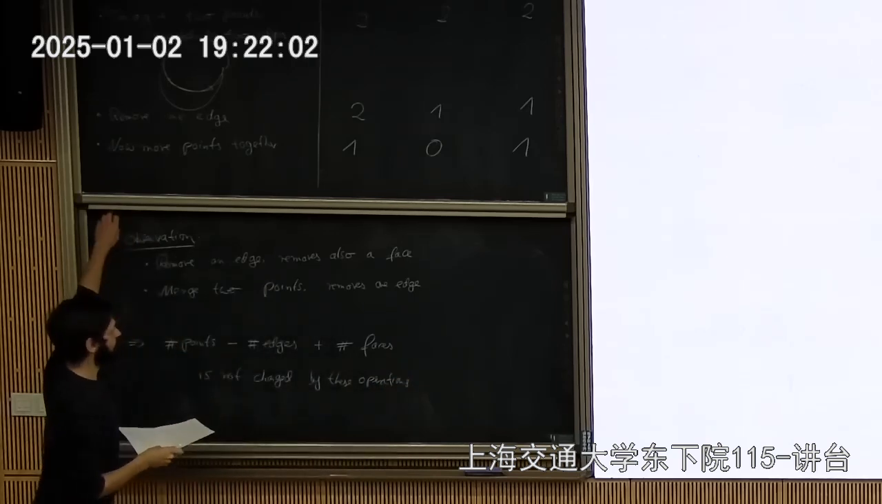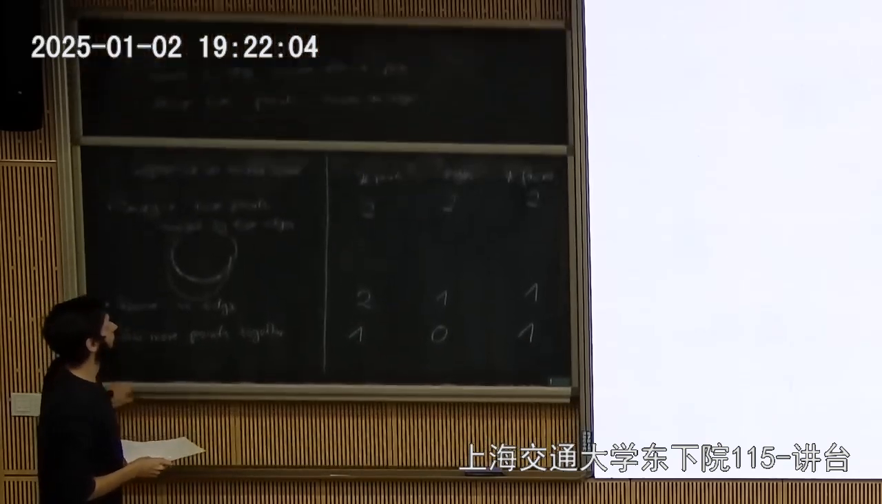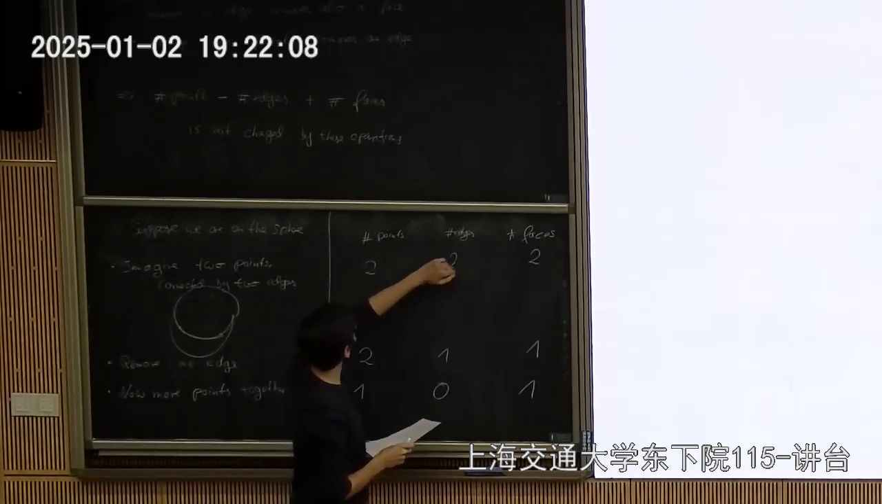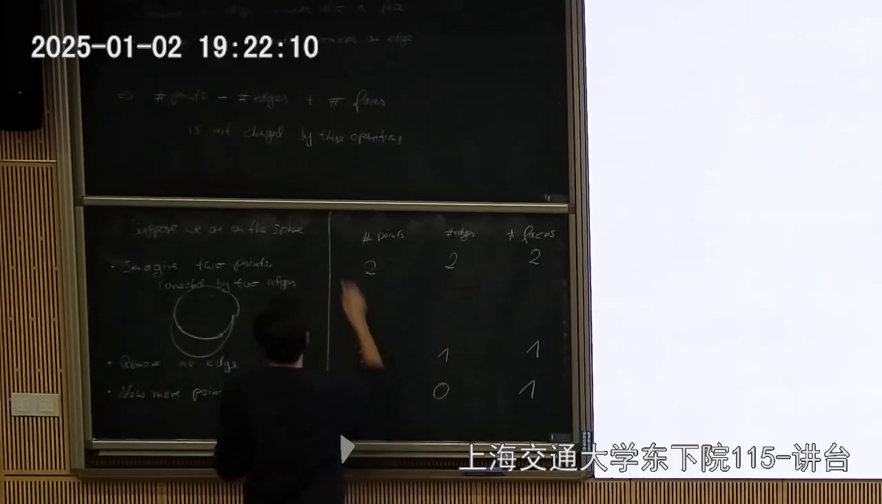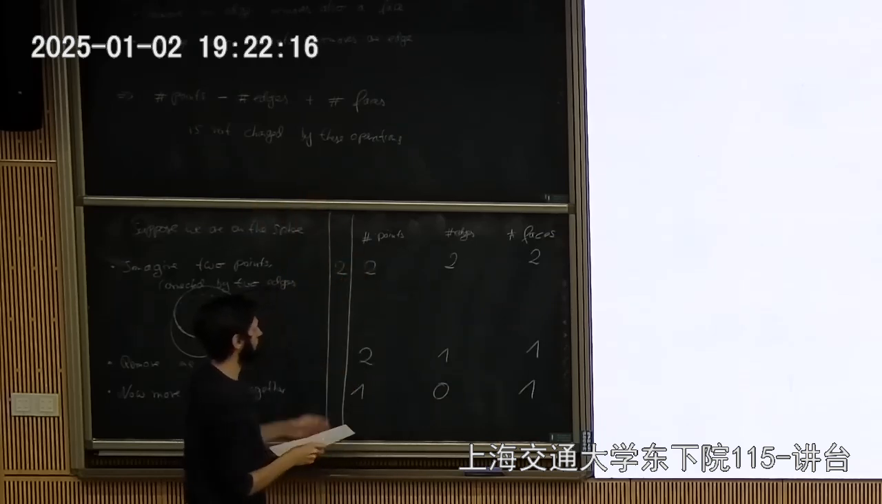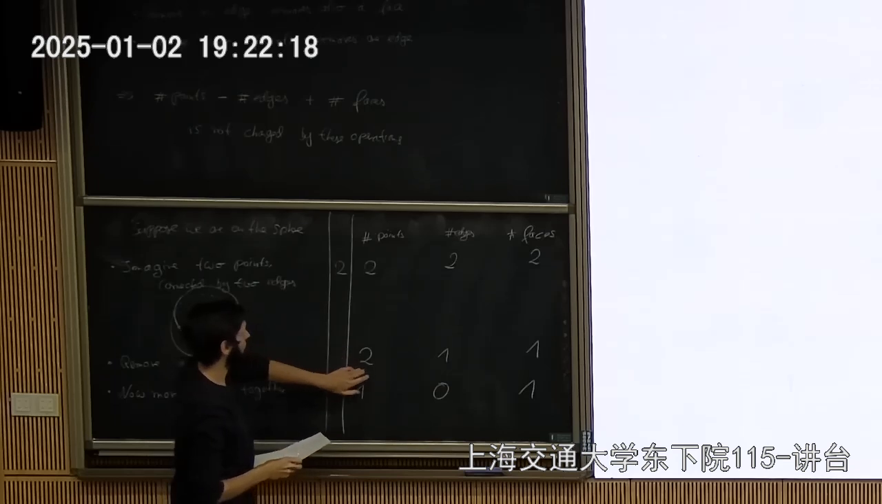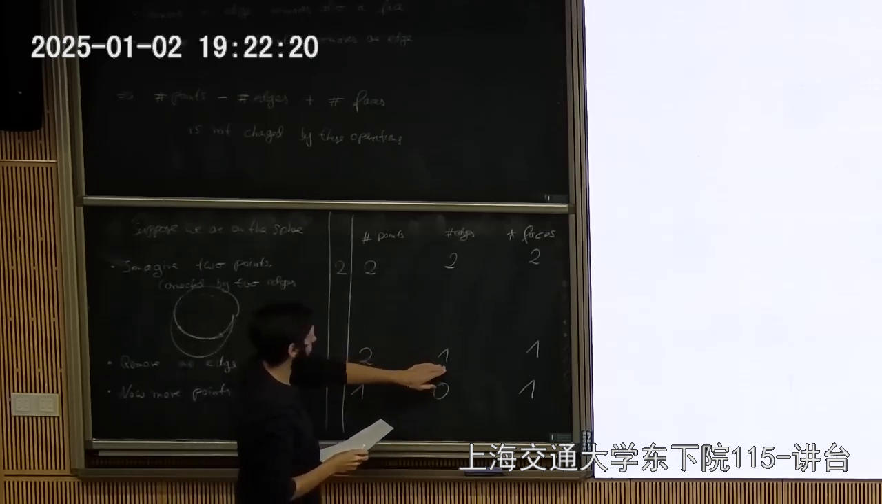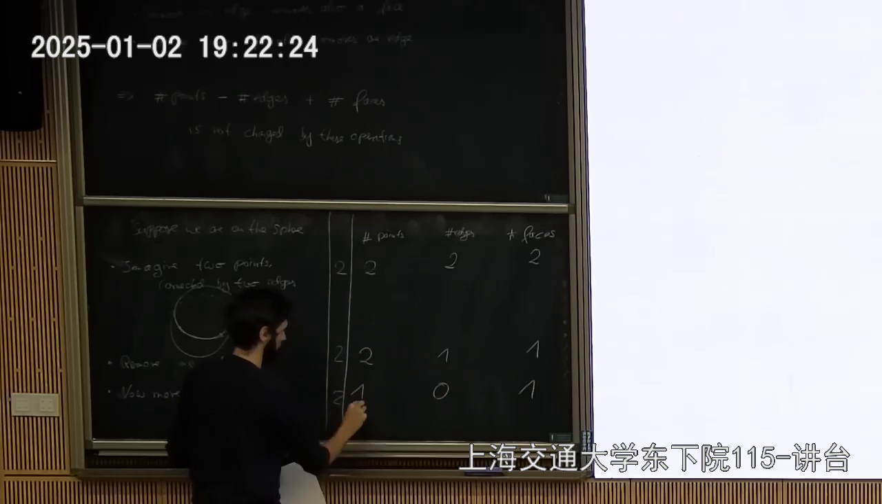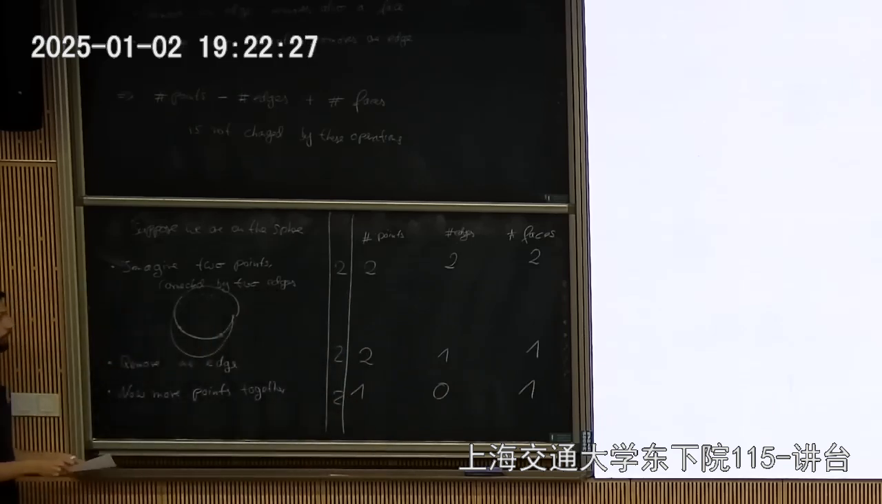So if you do the calculation, up here we have 2 points, 2 edges, and 2 faces. So if you sum up there, with the minus sign, what you end up with is 2 here. But also here you have 2 points, 1 edge and 1 face. So these add up, and we get 2. And here you can also convince yourself that you get 2.